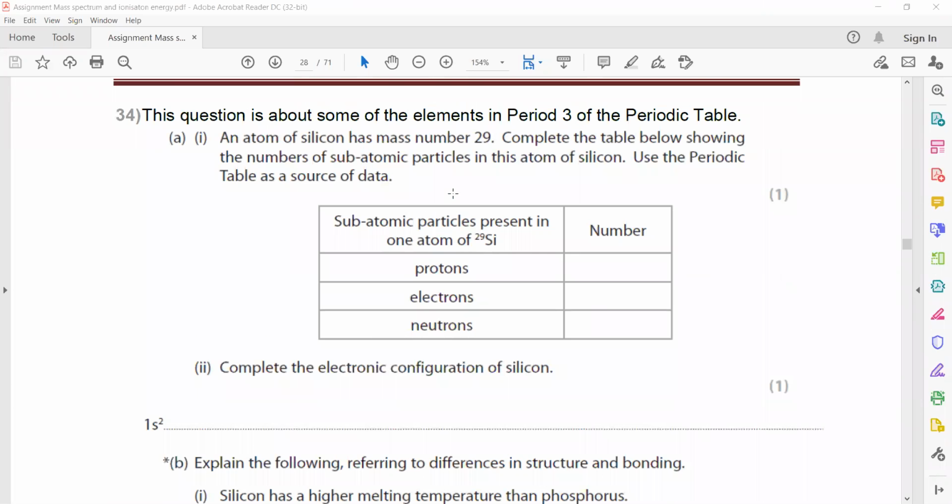Question 34. This question is about some of the elements in period 3. Silicon is given. When we check the periodic table, it has 14 protons, 14 electrons, and neutrons are 29 minus 14, that's equal to 15. Complete the electronic configuration: 1s2, 2s2, 2p6, 3s2 and 3p. We have to arrange 14 electrons, so 10 are used and 3p2 will be there.